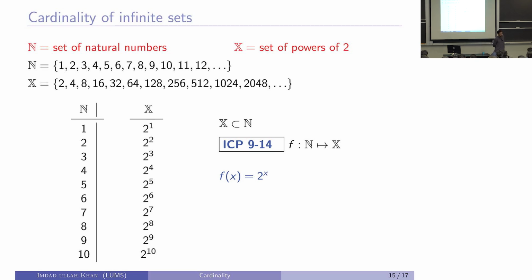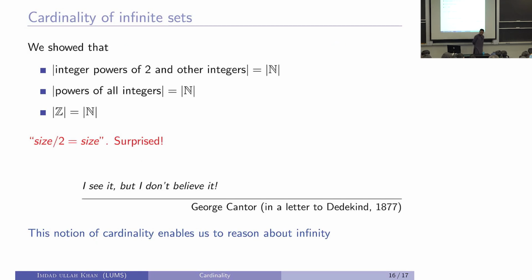G of y is equal to log base 2 of y, that's the inverse function, that's why. Okay. So, Cantor wrote in a letter to Dedekind, those of you who work in real analysis will hear the word Dedekind, Dedekind cuts and other stuff. Cantor wrote to Dedekind that I see it, but I just don't believe it. What does it tell you?